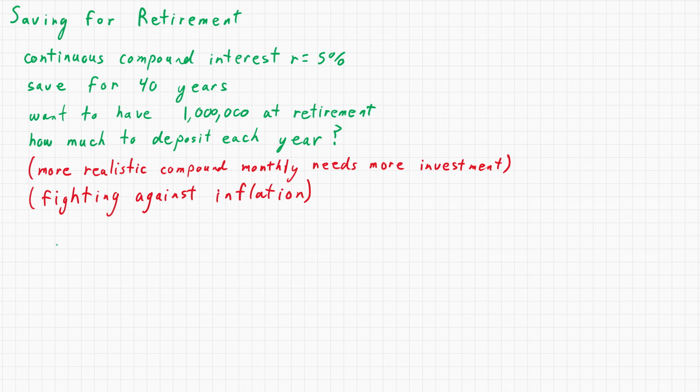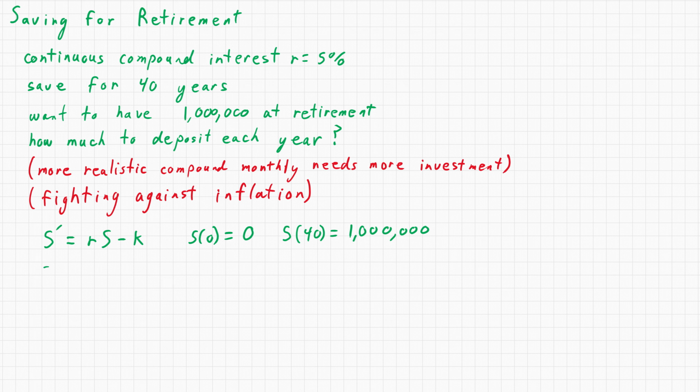Here we go. So we've got our differential equation here. We have s prime is equal to r times s minus k. I want to figure out what k is. And we also have that s at time 0 is 0. We don't have anything in the savings account when you start saving. We also have s at time 40 years, and we want it to be 1 million. So then what does k have to be?